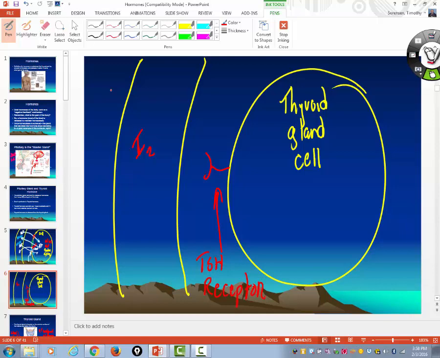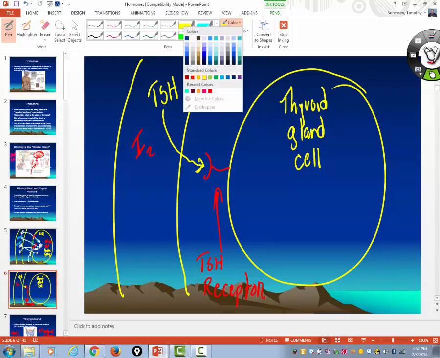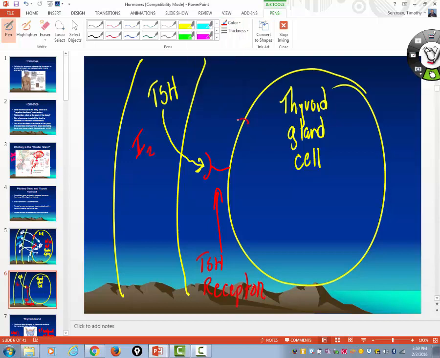Now, what happens is this, and again, I'm going to try and simplify this. Drop in basal metabolic rate, TSH is released from the anterior pituitary. It's going to bind to TSH receptors on the thyroid gland cell. And it is then going to stimulate iodine pumps in the cell membrane of the thyroid gland. And what that pump will do is it will take the iodine from the blood and pump it into the cell.